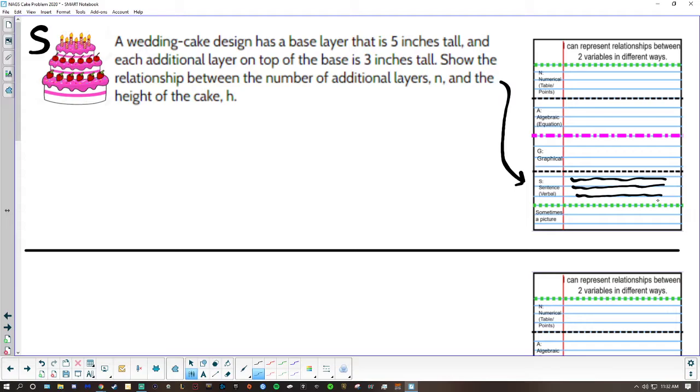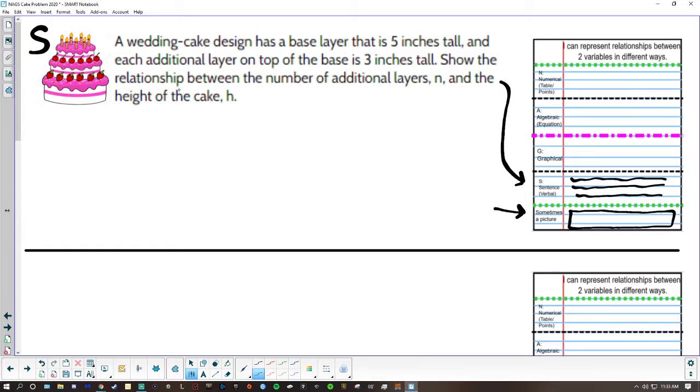Okay, so you've written down your problem that's in sentence form under S of NAGS. What we need to do now is, remember, sometimes we can draw a picture. If I read this problem about cake design, I can definitely draw a picture of cakes. We know that n stands for the number of additional layers, which means every cake is going to have a base, and for every additional layer we're going to add on 3 inches. So we're going to draw a couple pictures. These pictures we draw are going to go down below in the S box. So right here is where we're drawing our pictures.